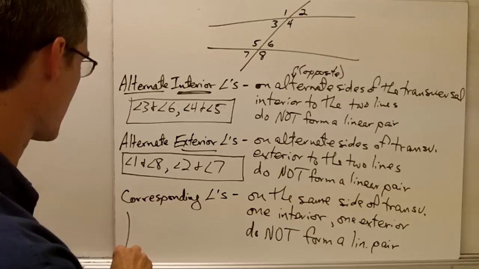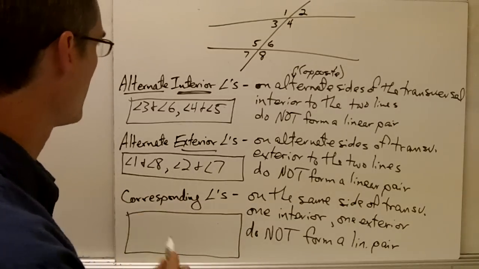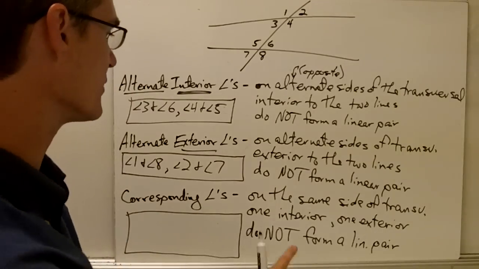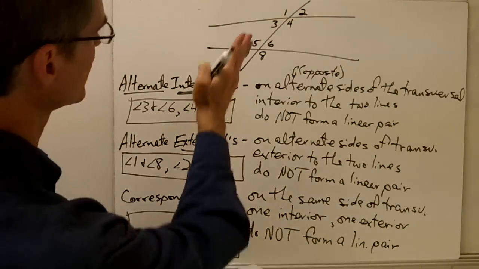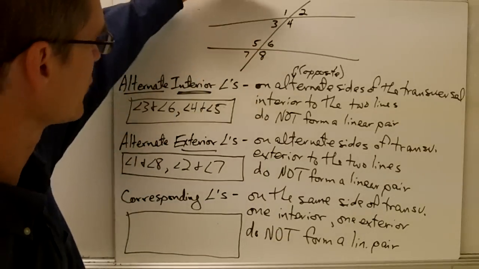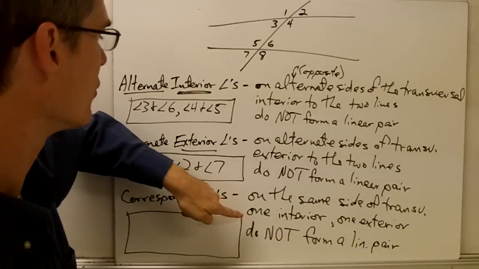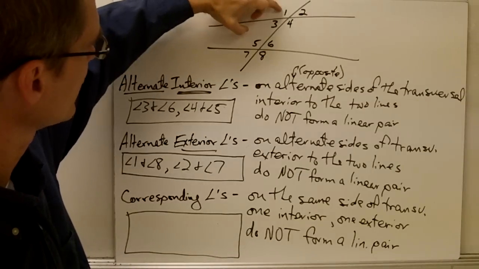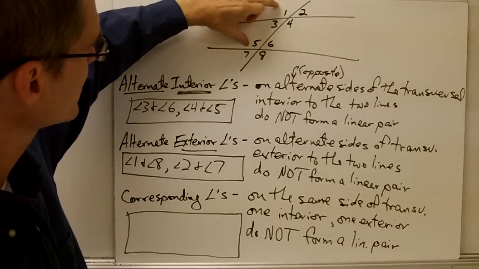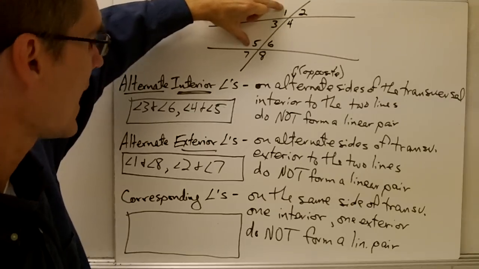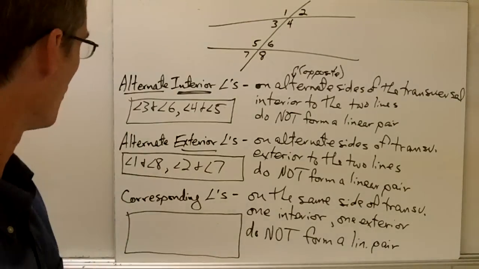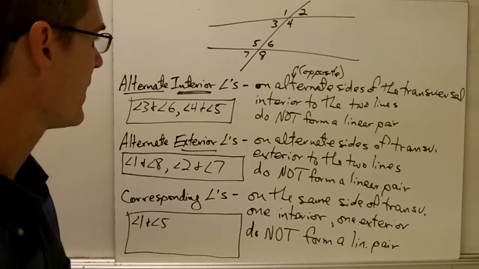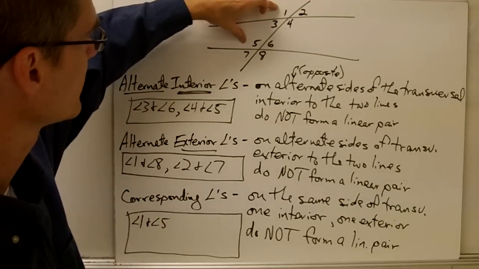Okay, so corresponding angles are often a little more difficult for students to identify. So let's take a look at these. They're on the same side of the transversal. So let's look at angles on the left side of the transversal, one interior and one exterior. Here's angle 1, an exterior angle, and here's angle 5, an interior angle. And they don't form a linear pair. So angle 1 and angle 5 would be a pair of corresponding angles.